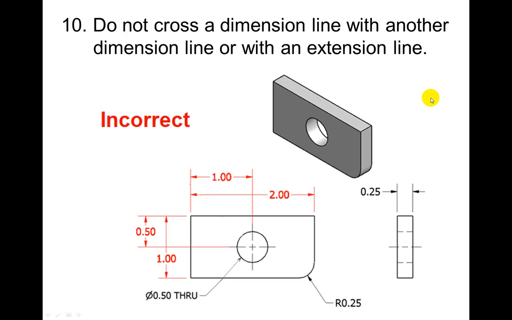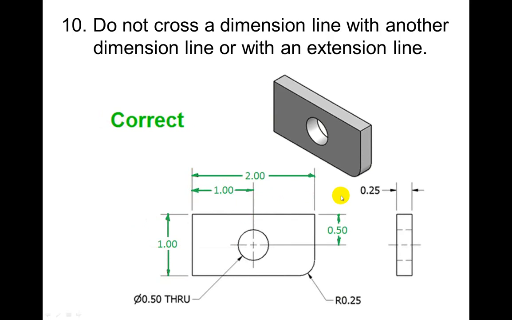All right, so now we have a new drawing for you. Do not cross a dimension line with another dimension line or with an extension line. All right, so notice these. We've kind of already seen this worded in a different way: to keep the lower dimensions closer to the object so that they don't cross. All right, so this would be the correct way. Notice that we're trying to keep most of these on the inside. We do have this one on the outside because we have a radius here.